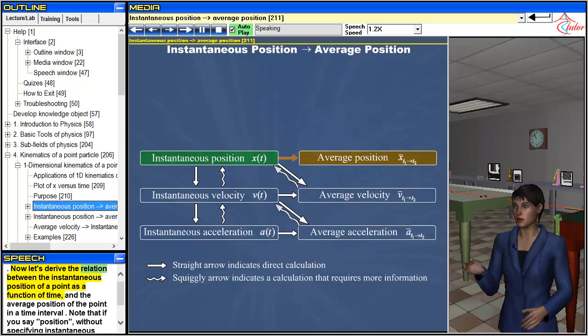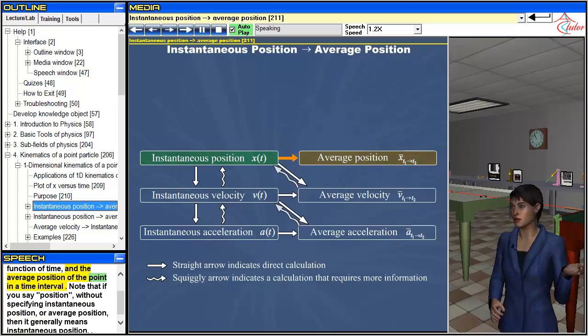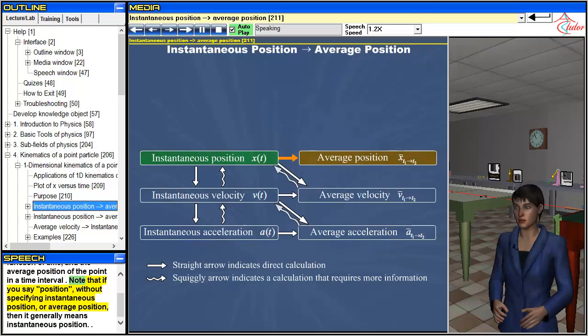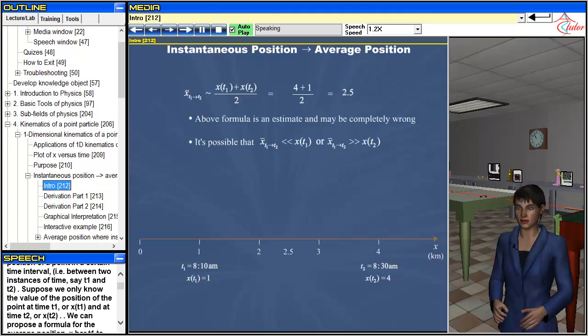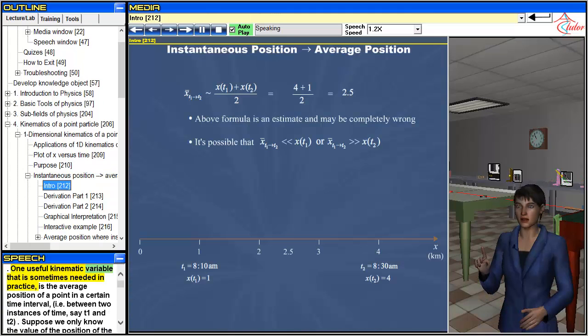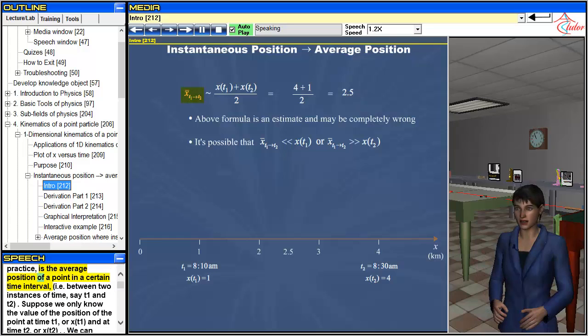Now let's derive the relation between the instantaneous position of a point as a function of time, and the average position of the point in a time interval. Note that if you say position, without specifying instantaneous position or average position, then it generally means instantaneous position.